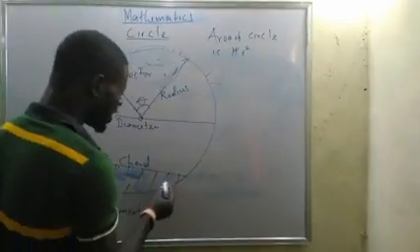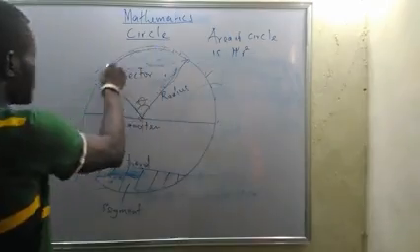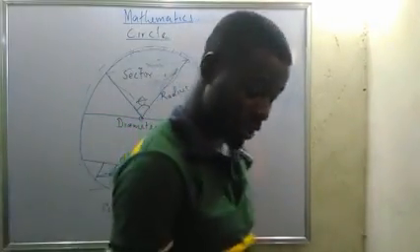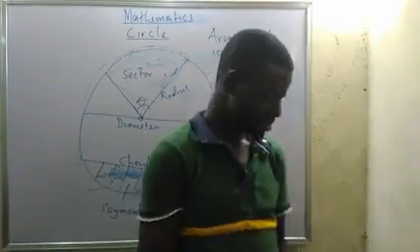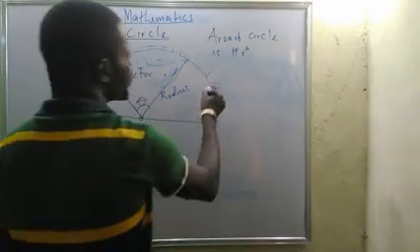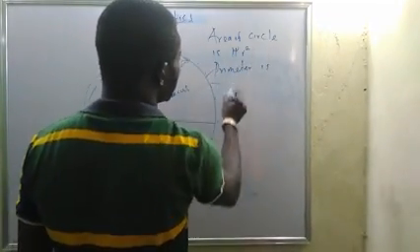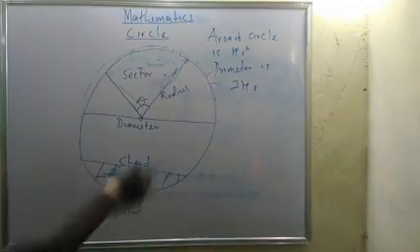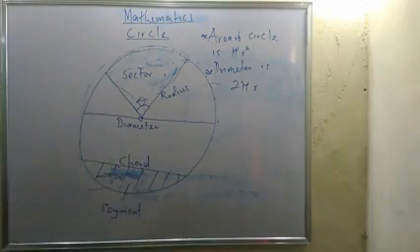When you talk about perimeter or circumference, we are talking about the outer part, the total sum of the outer part of it, like the perimeter of a plane shape, of a rectangle, of a square. So the perimeter of a circle, we call it perimeter, is 2 pi r.